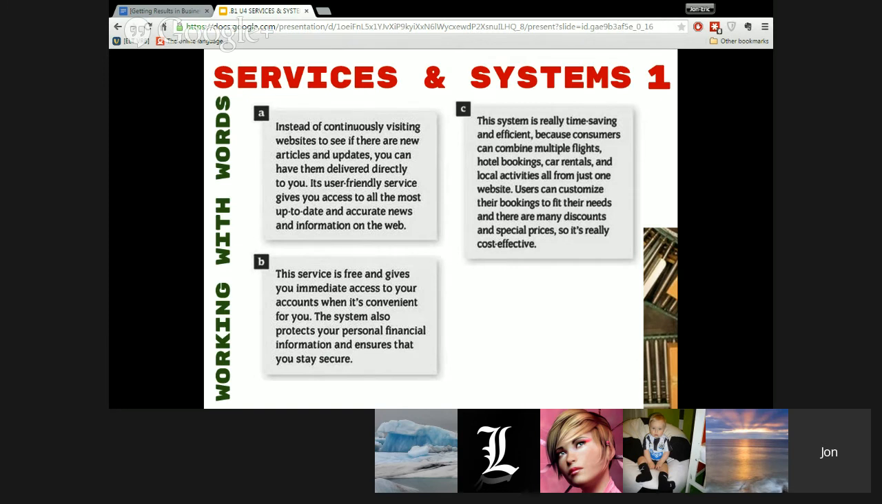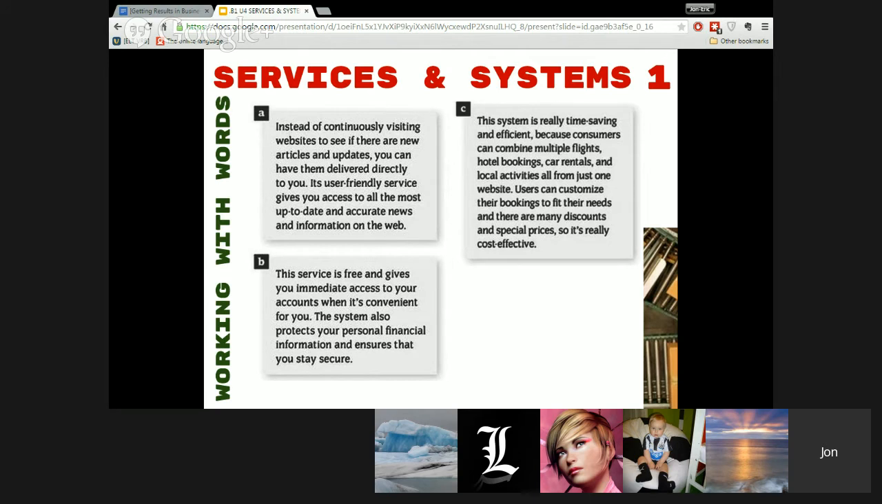Instead of continuously visiting websites to see if there are new articles and updates, you can have them delivered directly to you. Its user-friendly service gives you access to all the most up-to-date and accurate news and information on the web. Okay. What service was that from yesterday? Do you remember? Yes, I think it relates to Guardian. Guardian newspaper, right. So, you're absolutely right. So that was the online version of the Guardian, so an online news service. Okay, very good.